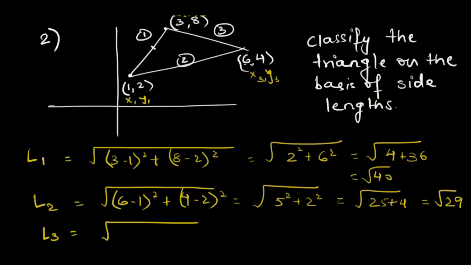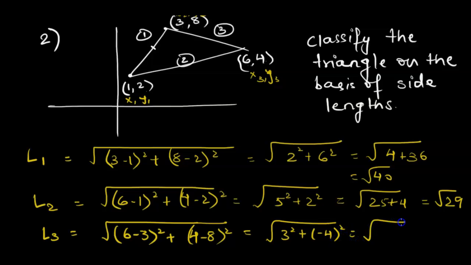Next we are finding the length of the third segment, and that is this one. Let's take it as x3 minus x2. So it would be 6 minus 3 whole squared plus 4 minus 8 whole squared, and this would give us 3 squared plus -4 squared, that is equal to 9 plus 16, which is the square root of 25.